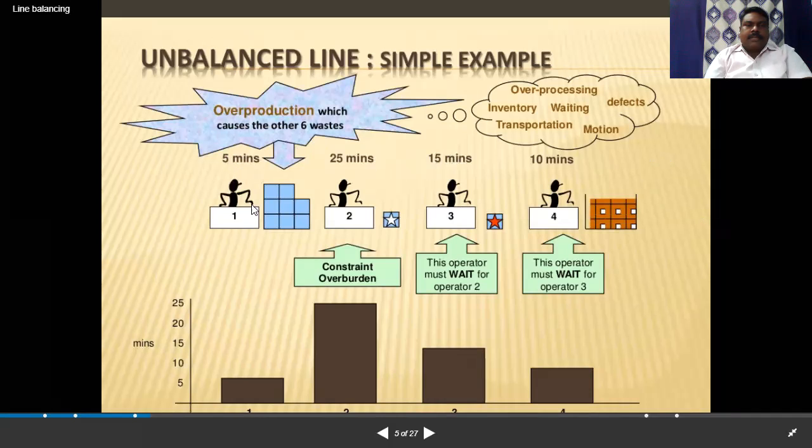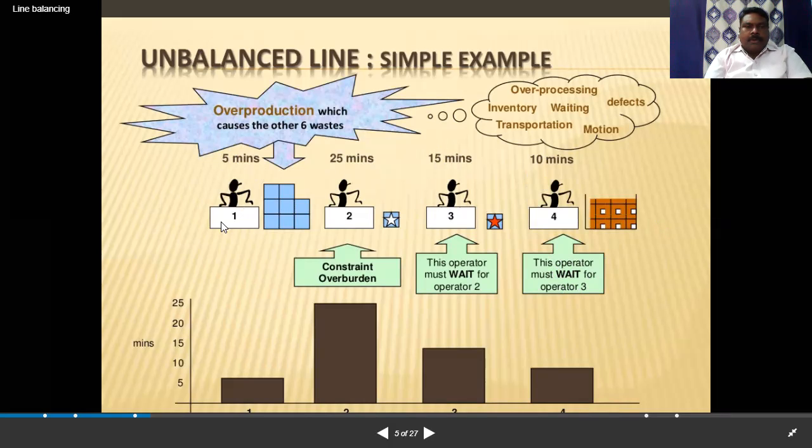First 5 minutes is the work done over here, overproduction. He got the waste, and he has sent it over here. And in the second unit, 25 minutes he is going to take, means 30 minutes this person has to wait. This operator must wait for operator 2 to complete this. So if you look at this person, 5 minutes plus 25, that is 30, and 45 minutes he has to waste, and after 45 minutes, only 10 minutes of work comes. This operator must wait for operator 3.